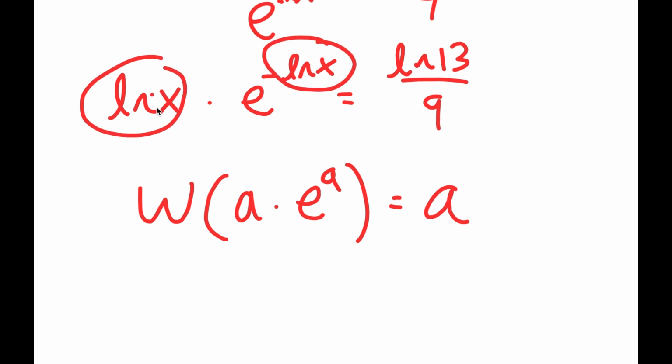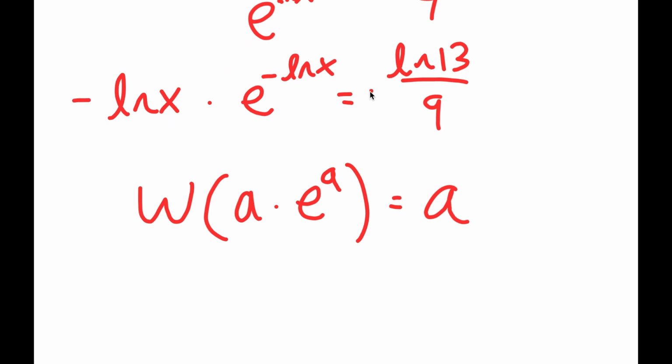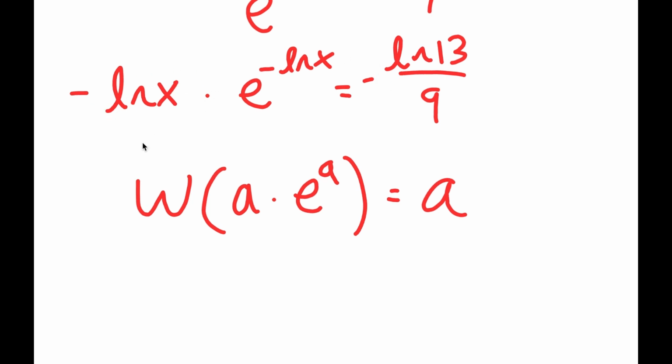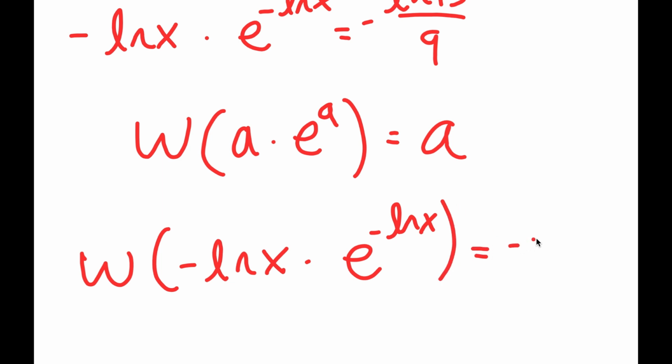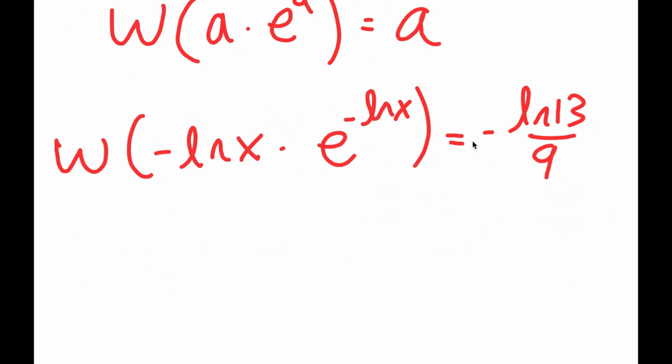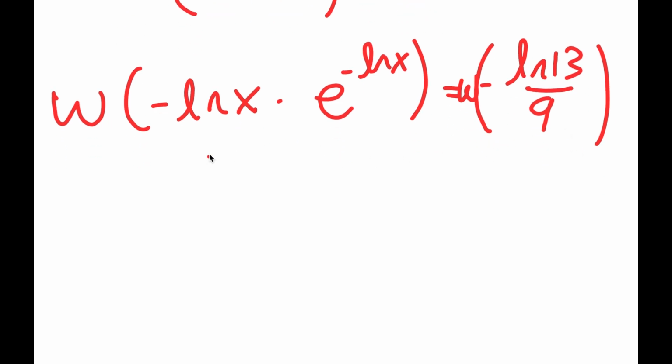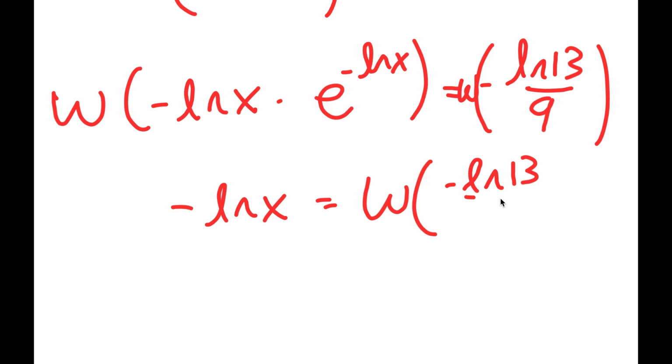And right now, we have a positive ln x and a negative ln x. So what I'm going to do is multiply both sides by -1. So now these two are the same. And now if I take the W-Lambert function on both sides, this simply results in negative ln x is equal to W of negative ln 13 over 9.